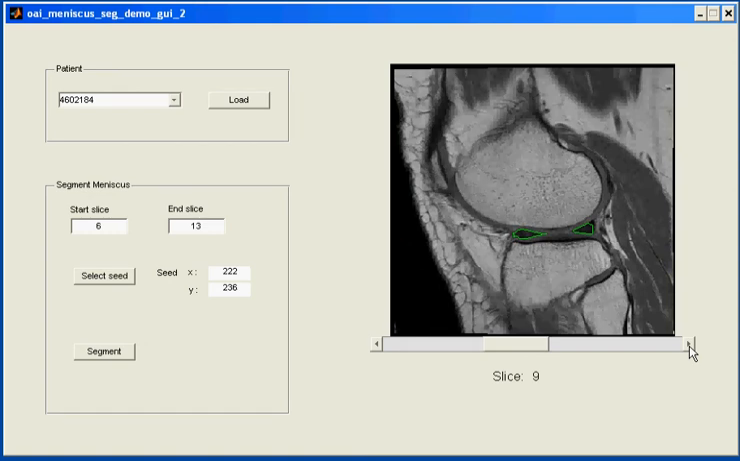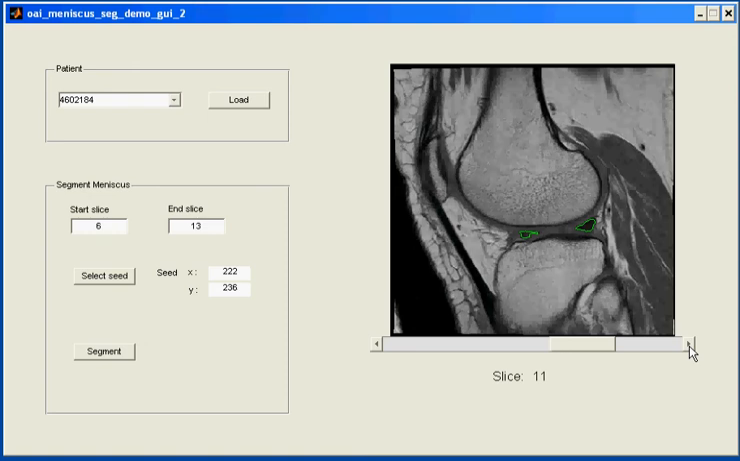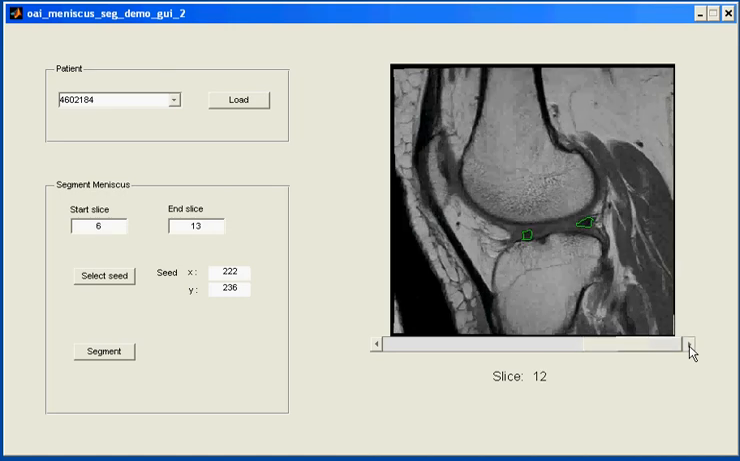This algorithm works based on intensity restrictions to eliminate cartilage and range restrictions to try and identify the border between meniscus and cartilage. It also uses region growing approaches and post-processing methods to identify meniscus as opposed to cartilage and bone.